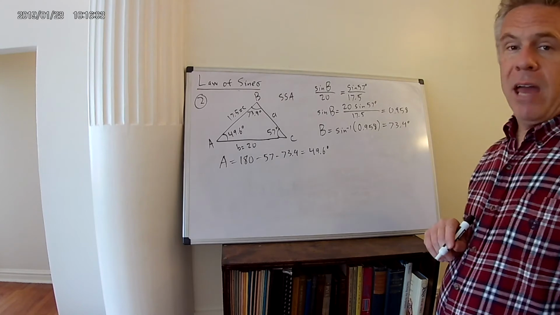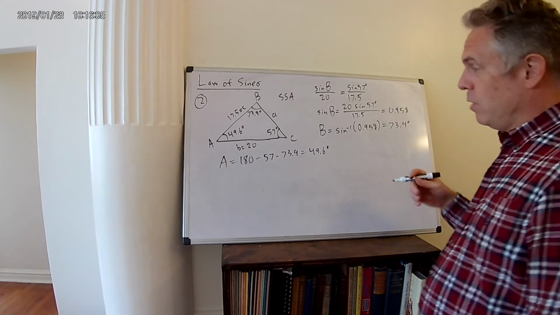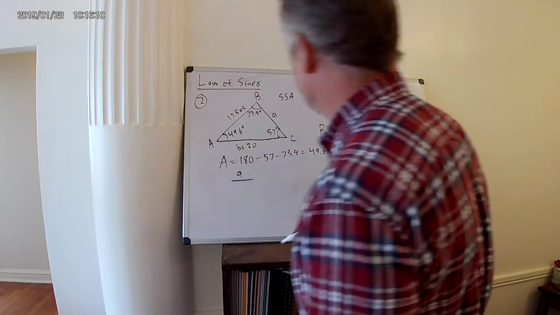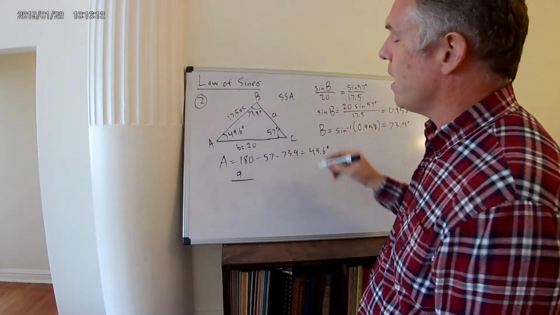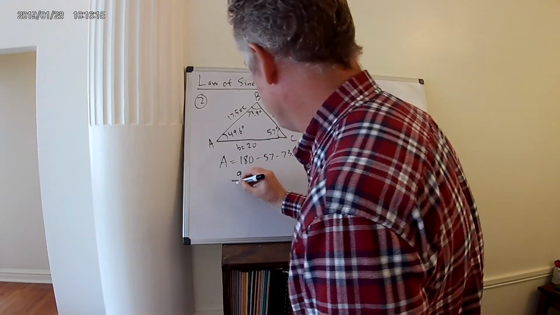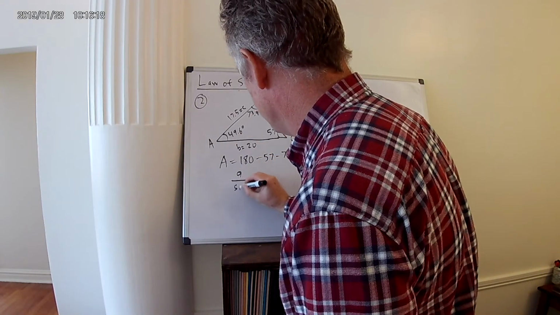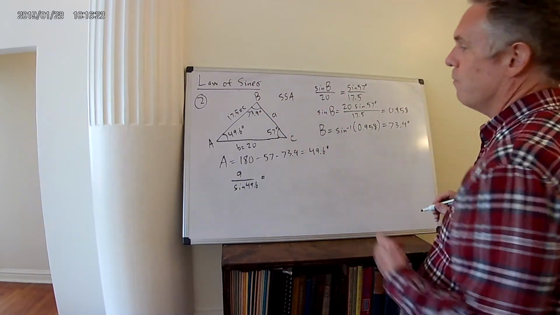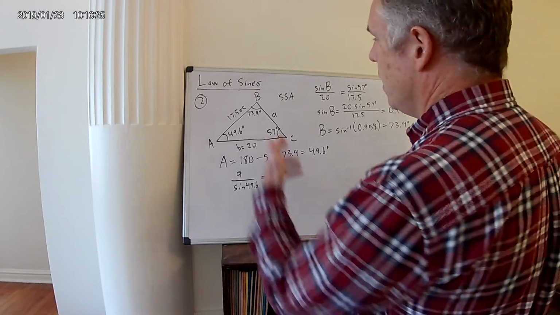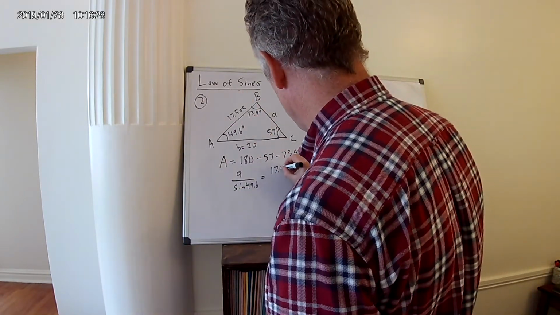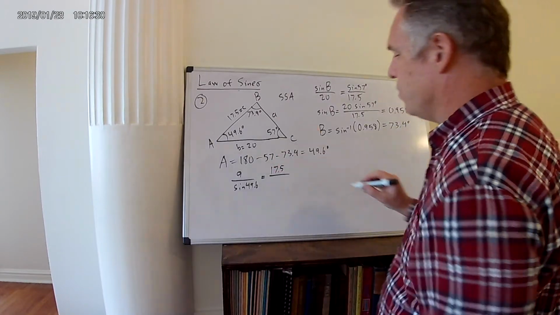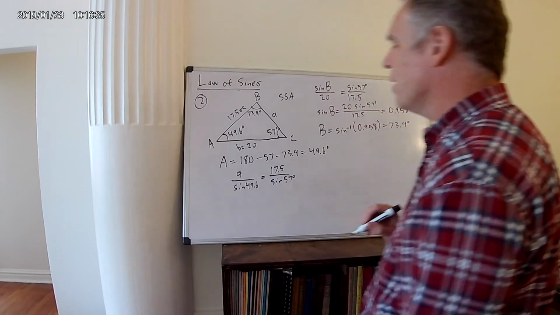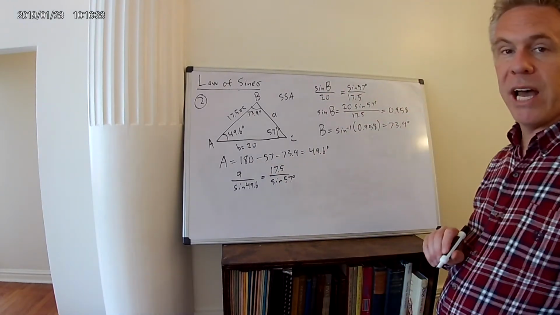To find side length A, we're going to use the law of sines again, the inverted version of it. So I can write side length A divided by the sine of A, and I know angle A is 49.6. So A divided by sine of 49.6 is equal to, pick your other favorite pair of sides, side length C, which is 17.5, divided by the sine of angle C, and angle C is 57 degrees. Now I have an equation for side length A.